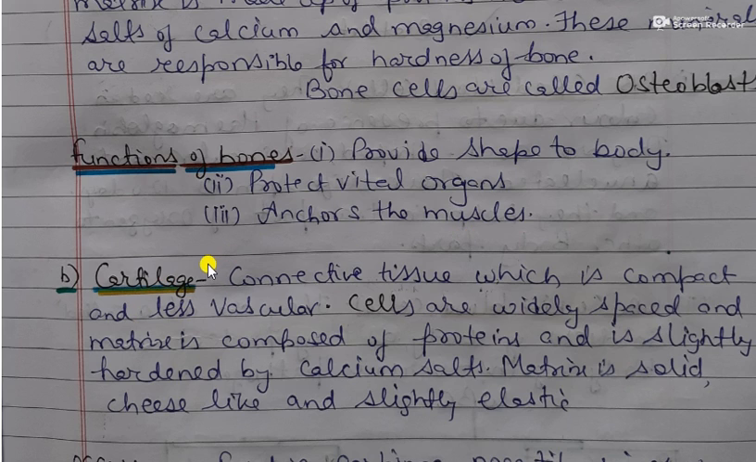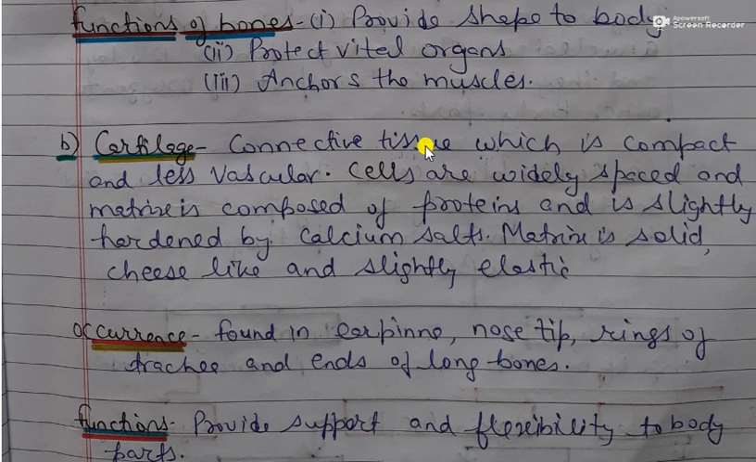Next, the type of skeletal tissue is cartilage. Cartilage is a connective tissue which is compact and less vascular. Cells are widely spaced and matrix is composed of proteins and is slightly hardened by calcium salt. The matrix of cartilage is not hard as the matrix of bone. The matrix of bone is very hard, but the matrix of cartilage is partially hard by the deposition of calcium salt. Matrix is solid, cheese-like and slightly elastic.